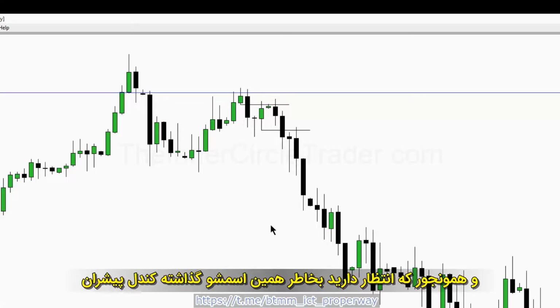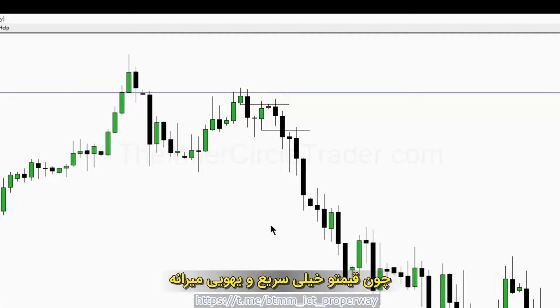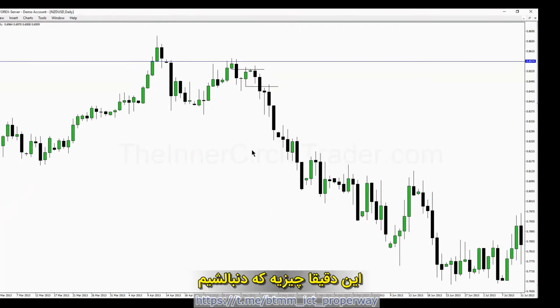That's why I gave you the name. It's a propulsion candle, because it propels price quickly and suddenly, and it gives you immediate feedback. Very little drawdown, immediate price responsiveness. That's exactly what we're looking for as short-term traders.